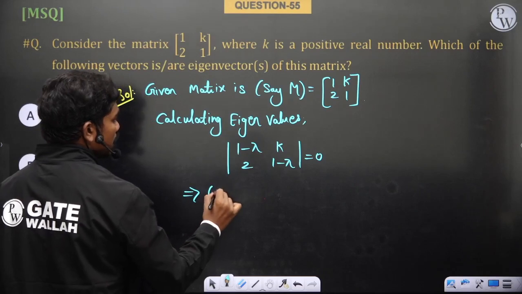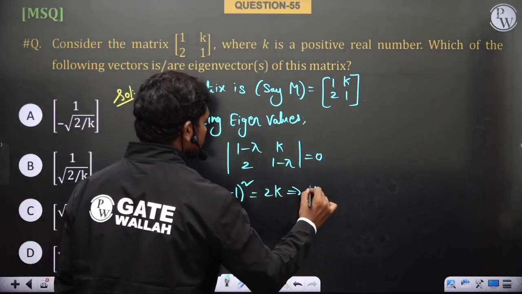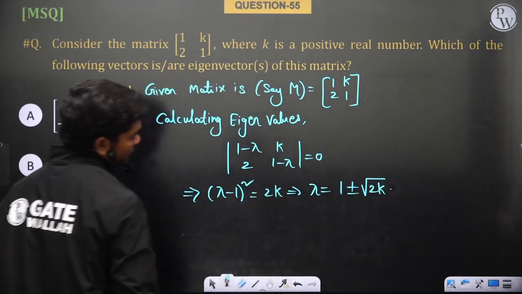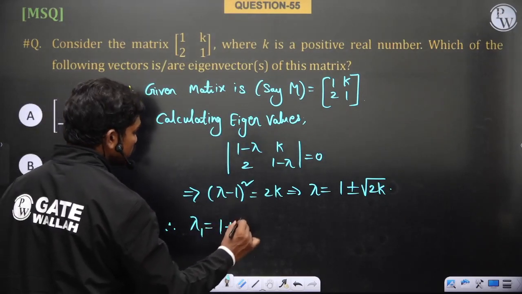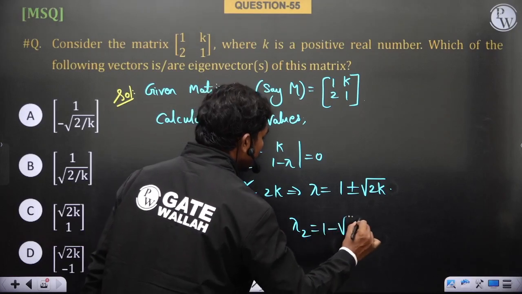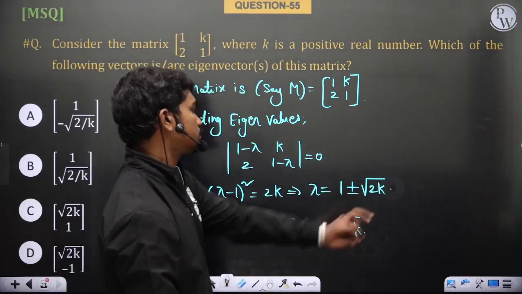This implies (lambda minus 1) whole squared is equal to 2k. So lambda is equal to 1 plus or minus square root of 2k. Okay, so this is what we have. Therefore lambda 1 is equal to 1 plus root 2k and lambda 2 is equal to 1 minus root 2k, of course. Now let's calculate the eigenvectors.